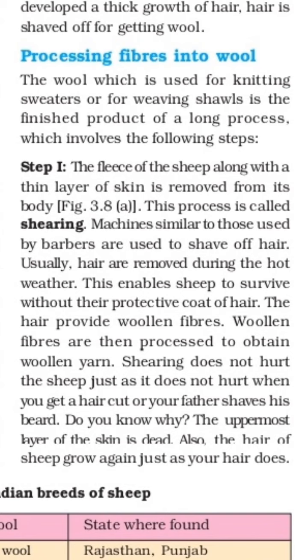The uppermost layer of our skin is dead, and also the hair of the sheep grows again just as your hair does. When our haircut is done, after one month or one and a half months, the same length of hair is observed again. Again hair will grow on the sheep's body. When the hair is cut in the summer season, after some days it grows again on the body.